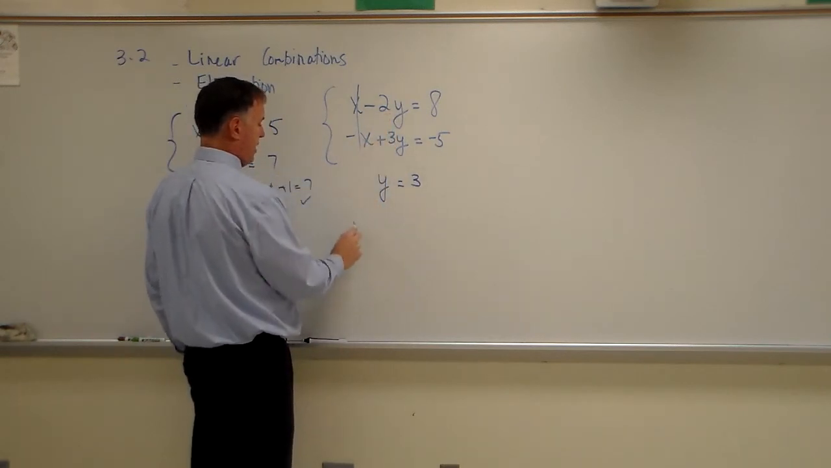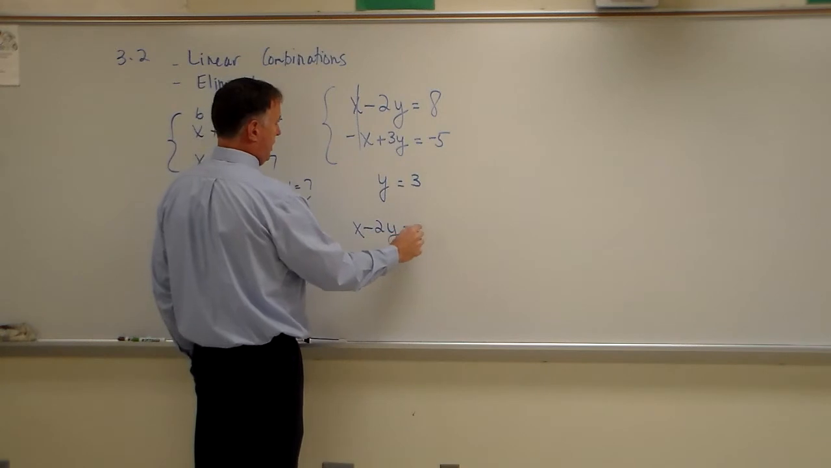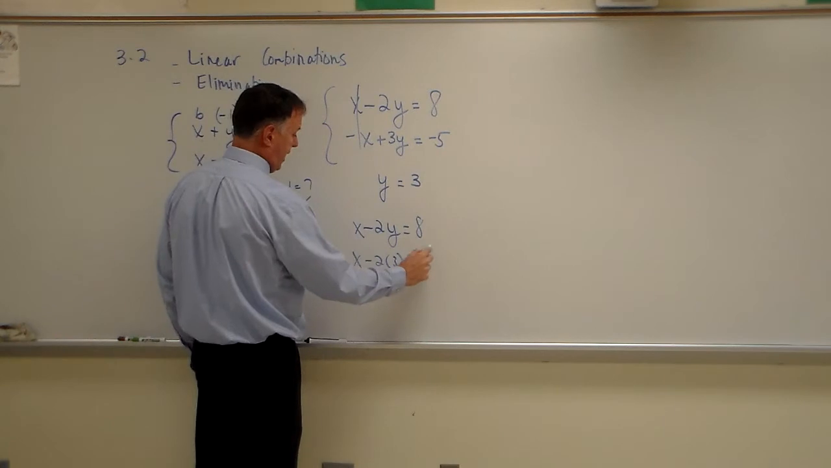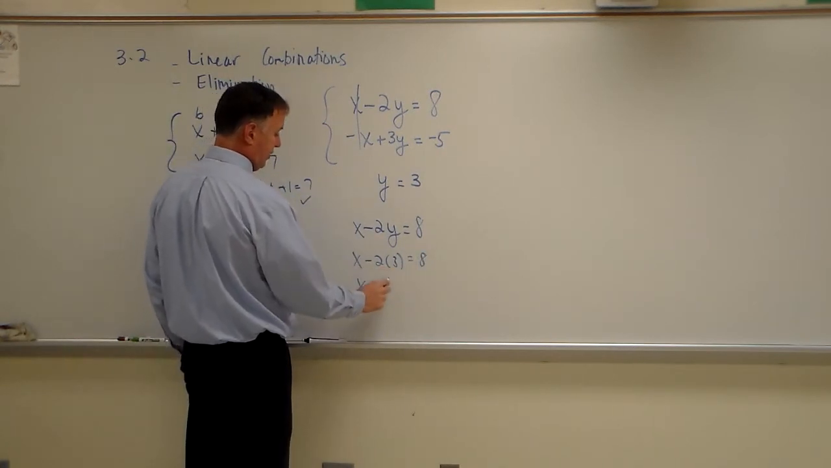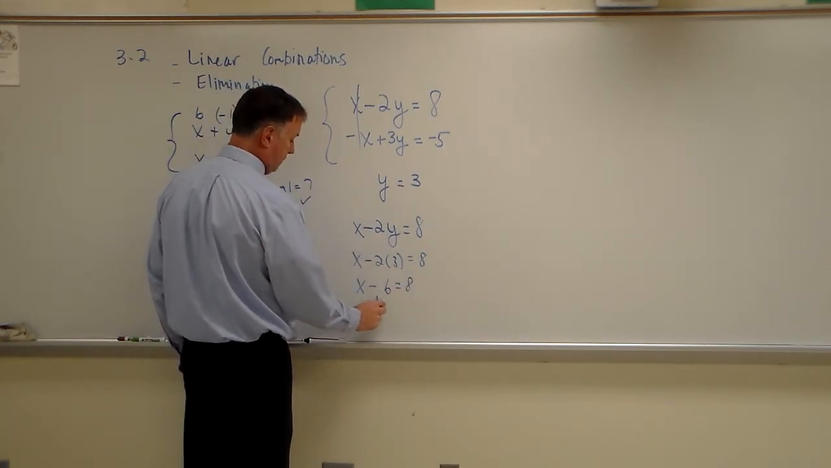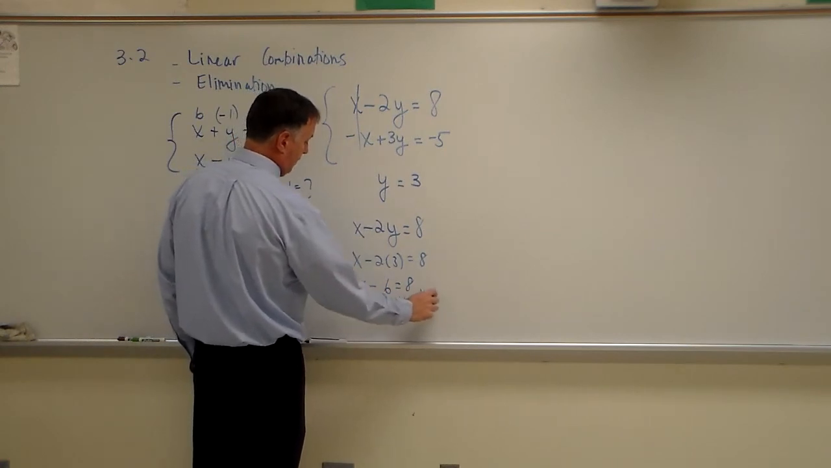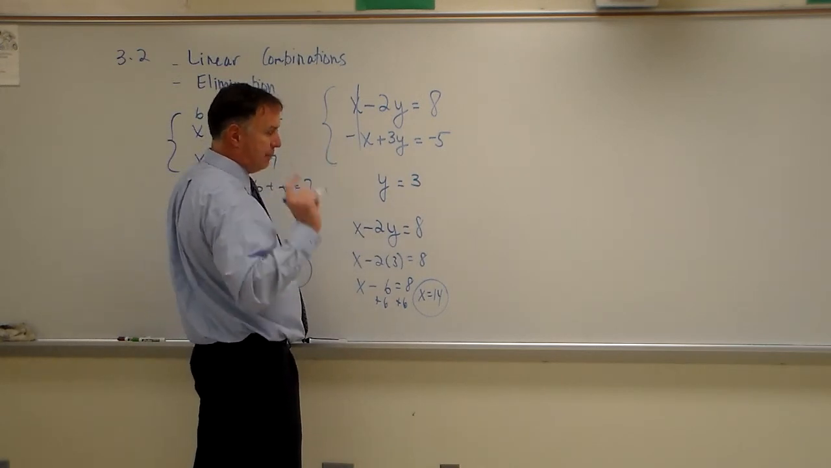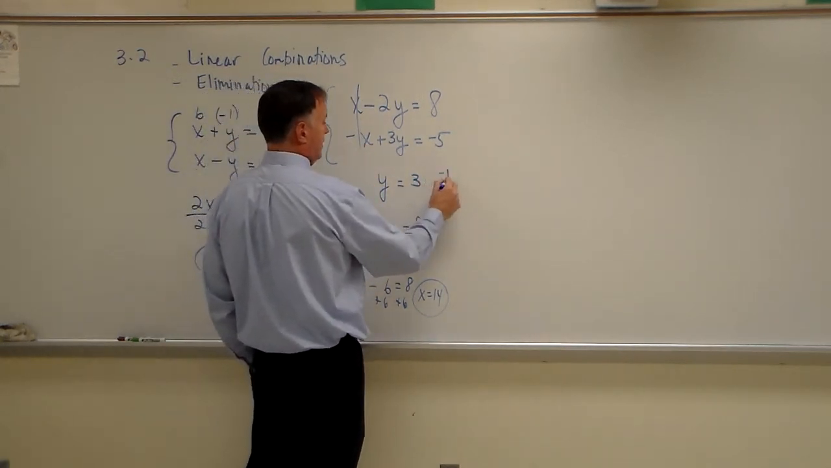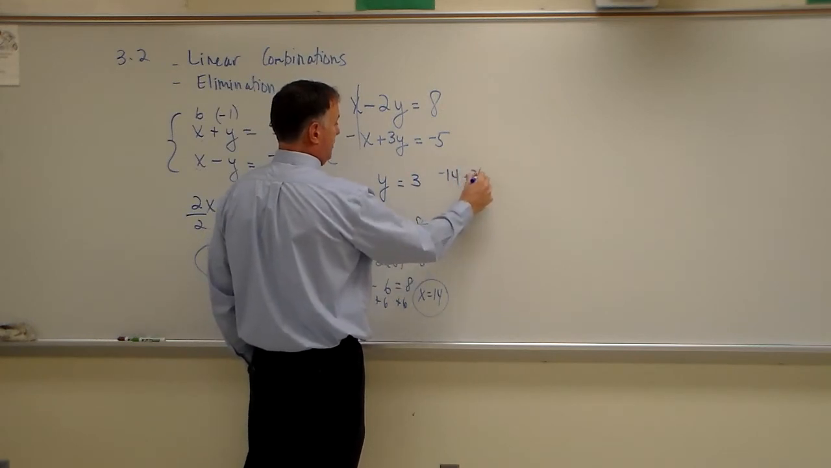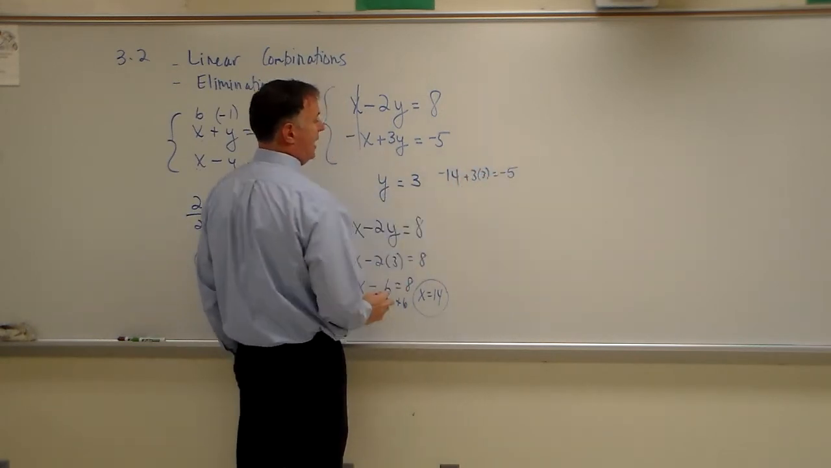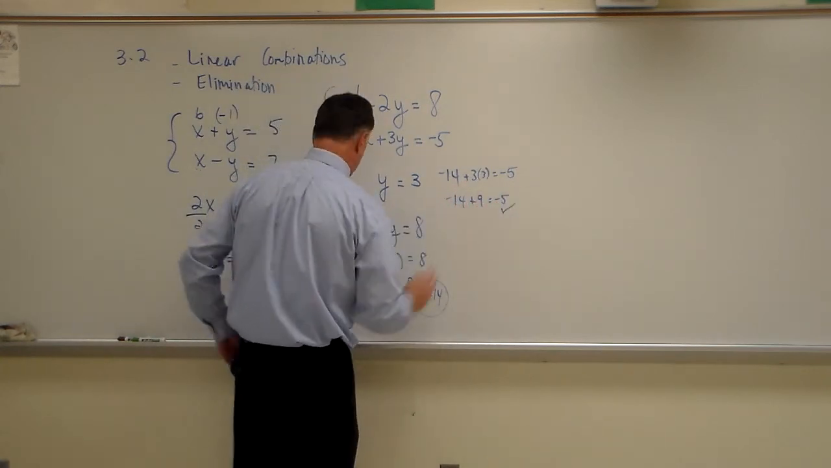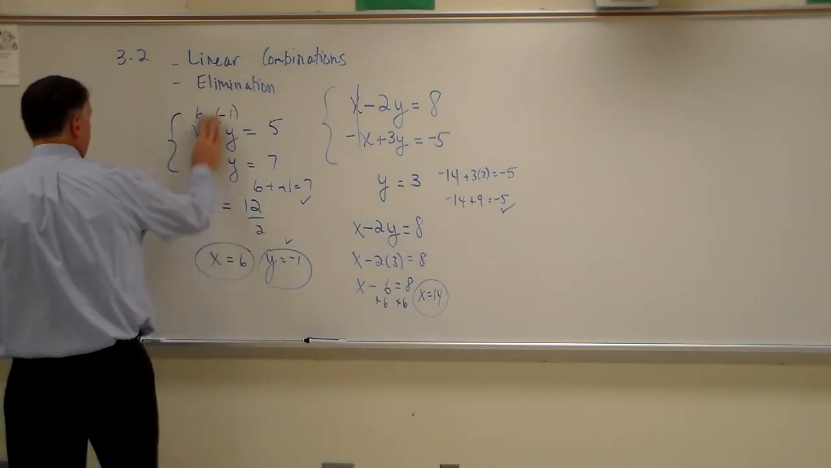I'm going to pick this equation here. x minus 2y equals 8. x minus 2 times 3 equals 8. x minus 6 equals 8. Plus 6, plus 6, x is 14. So I get 14 and 3. Let's check that, make sure it makes sense. Plug it in here, negative 14 plus 3 times 3, and see if that equals negative 5. Negative 14 plus 9 equals negative 5. It checks out.